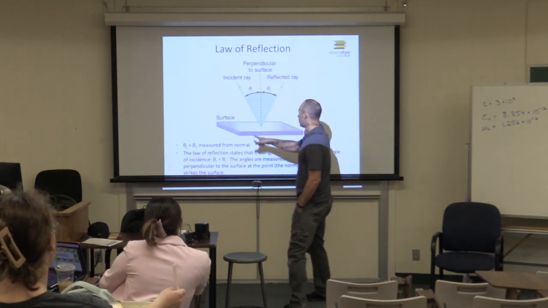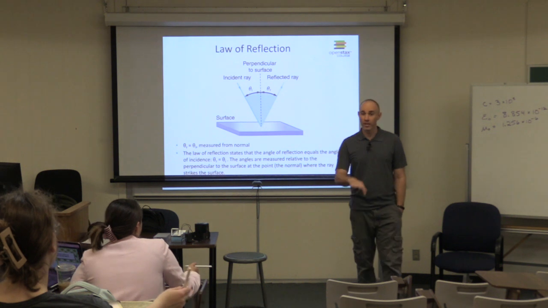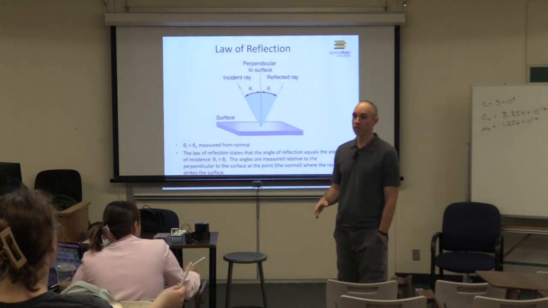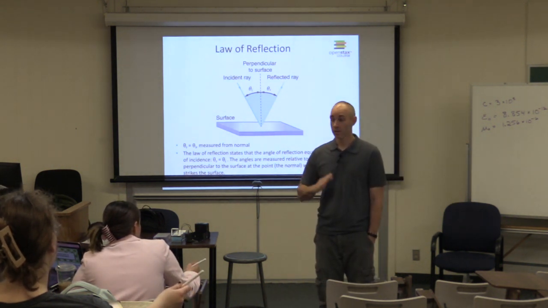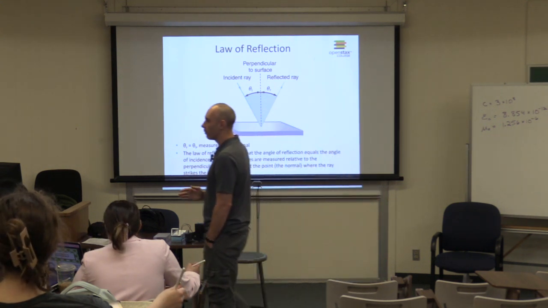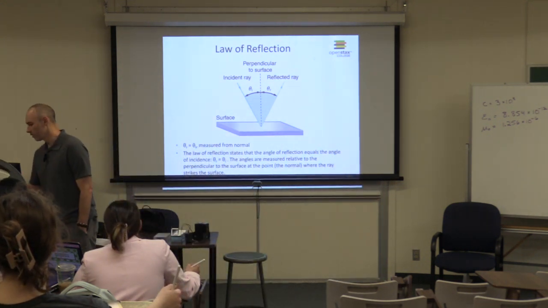What if it's not a flat surface? When it's bumpy, we talked about what happens. The normal is constantly changing, right? What if it's not bumpy, but what if it is rounded?